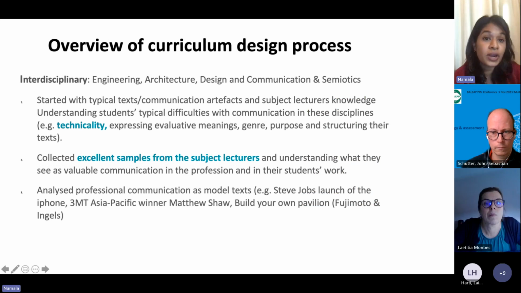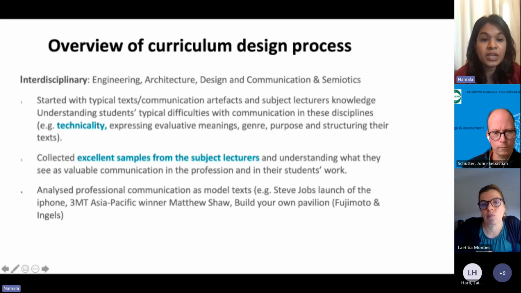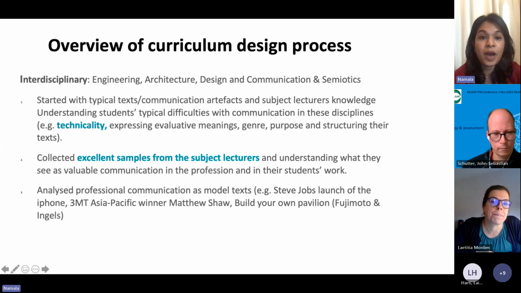So we had lecturers joining us from a bunch of different disciplines, and our approach as literacy experts was really about talking to the disciplinary experts from engineering, architecture, and design, and asking them how they view texts in their particular discipline. So we were interested in looking at what they thought of as being excellent examples of texts and speaking to them about what they thought were the students' difficulties in relation to communication within these disciplines.